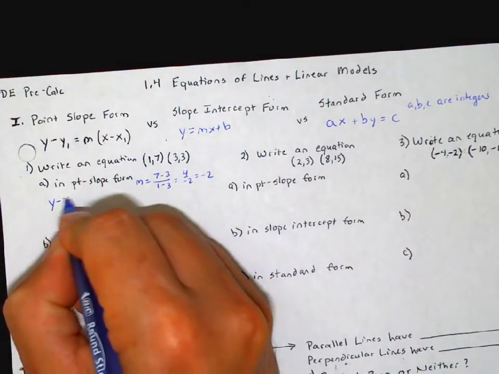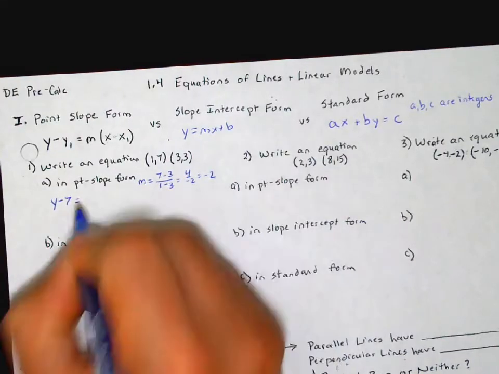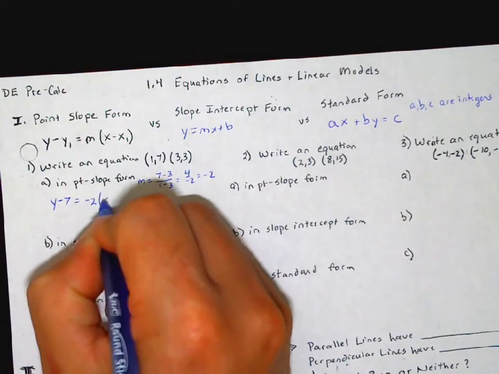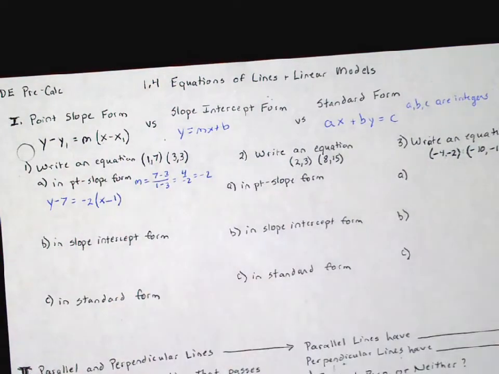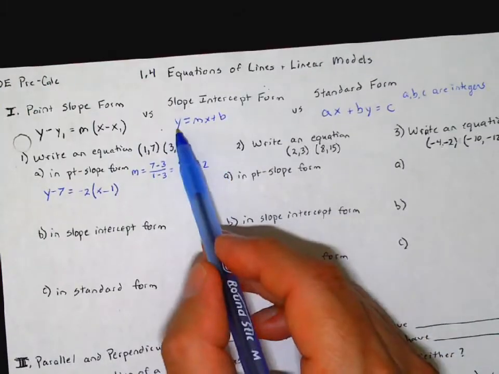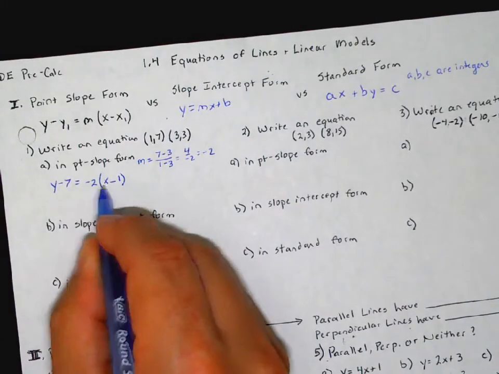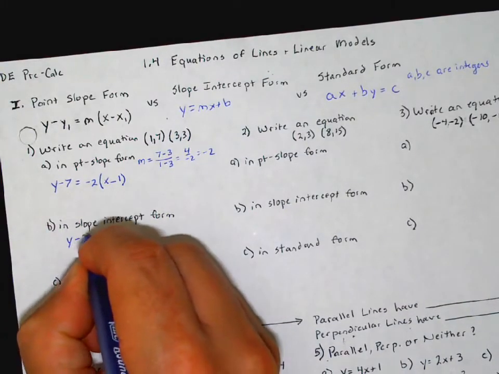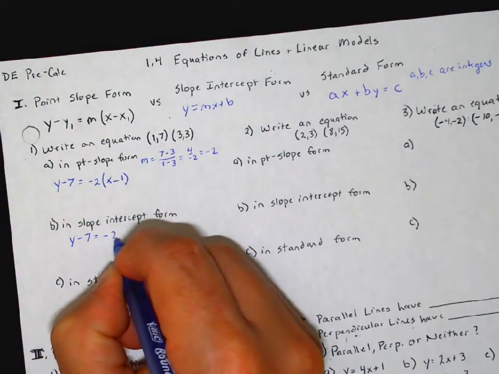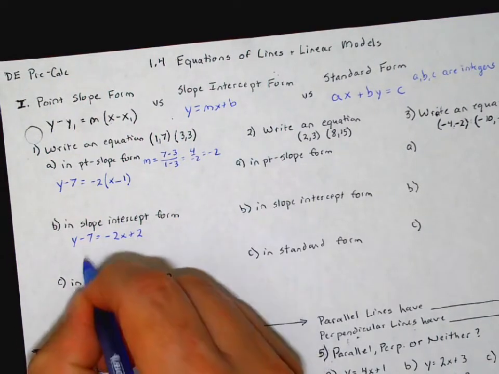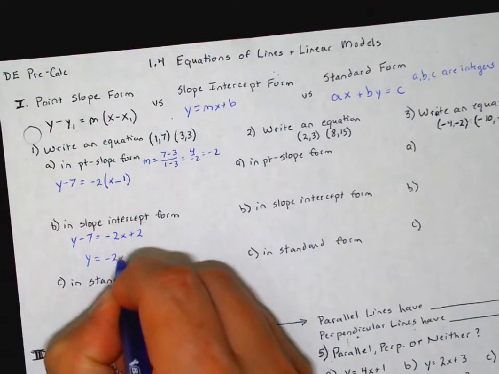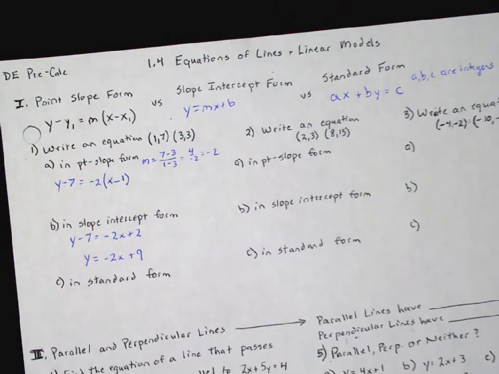So the y there is a 7, and our slope is -2, and x minus the x there is a 1. So there we have our point slope form. Now to put that into slope intercept form, we have to solve for y. If I distribute through that -2, and then add the 7 over to the other side, I have y is equal to -2x plus 9.